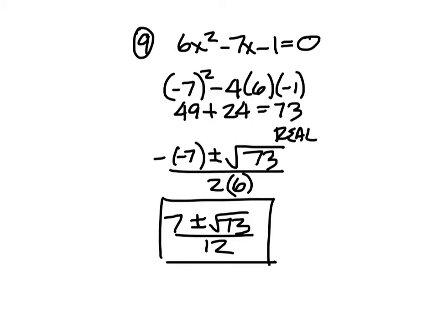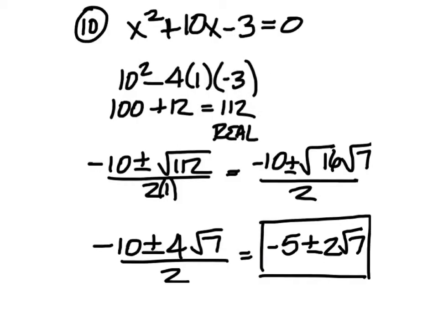9 is 7 plus or minus square root of 73 over 12. And 10 is negative 5 plus or minus 2 square root of 7. On number 10, it's already in the right form. So the discriminant is b squared, that's 10 squared, minus 4 times a, which is 1, times c, which is negative 3. That comes out to be 112, which is real.